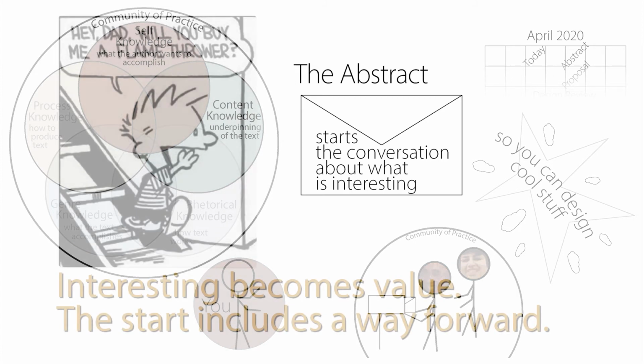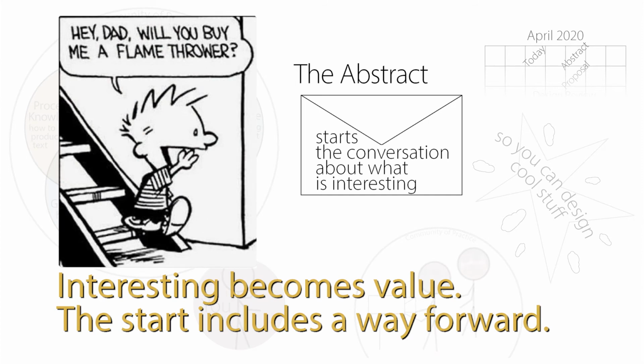Now for an obligatory, gratuitous Calvin and Hobbes comic. I add it here to drive home some elements of the abstract. In this panel, Calvin casts down the gauntlet. After all, what could be more interesting than a flamethrower? And the means to the interesting end is also clear. Dad just needs to shell out some bucks on Amazon.